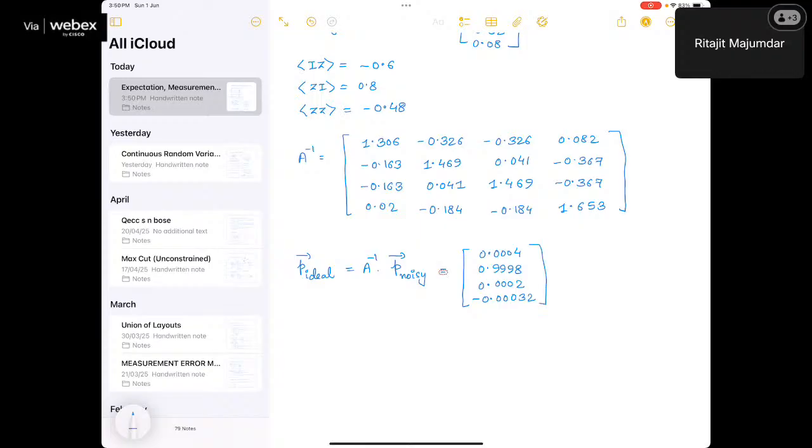If you want to treat this as a quantum state, it makes no sense. It makes no physical sense because these values should be probabilities and we have negative values here. They add up to 1, but we have negative values here. This is something we call quasi probability.